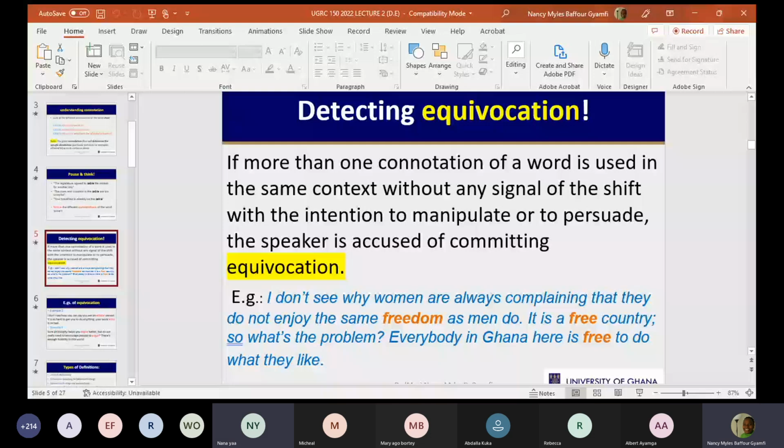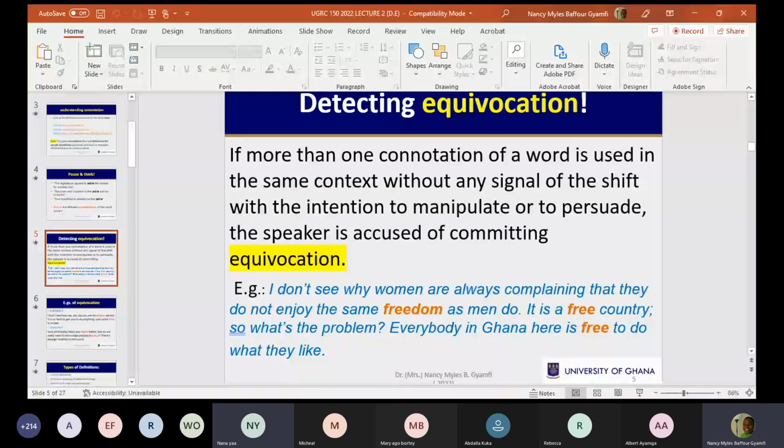Okay, sorry. I don't see why women are always complaining that they do not enjoy the same freedom as men do. Yes, this is a very paternalistic arguer. Let's hear it again. Please read slowly. I want people to get it. I don't see why women are always complaining that they do not enjoy the same freedom as men do. It is a free country. So what's the problem? Everybody in Ghana here is free to do what they like.